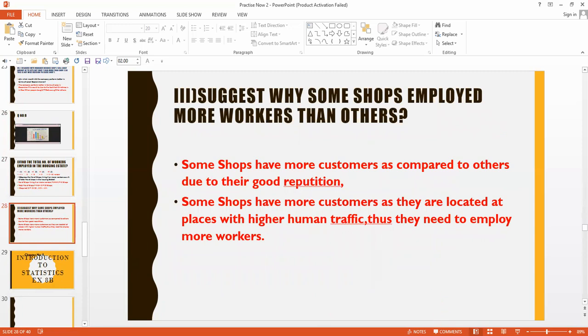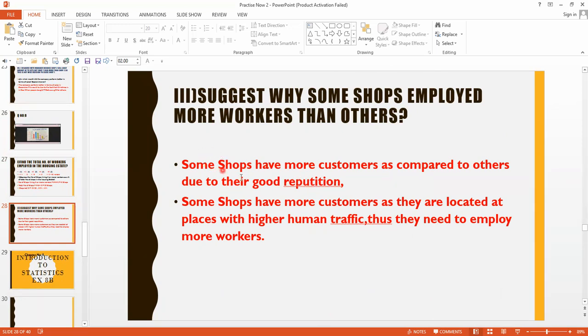And this one is very much easier. They're saying, suggest why some shops employed more workers than others. And you can say it in your own simple words, through your observation. Whenever you go to a mall or a market, some shops are very much rushed in that zone. What is the reason behind it? And you know that in the busy shops they have more workers.